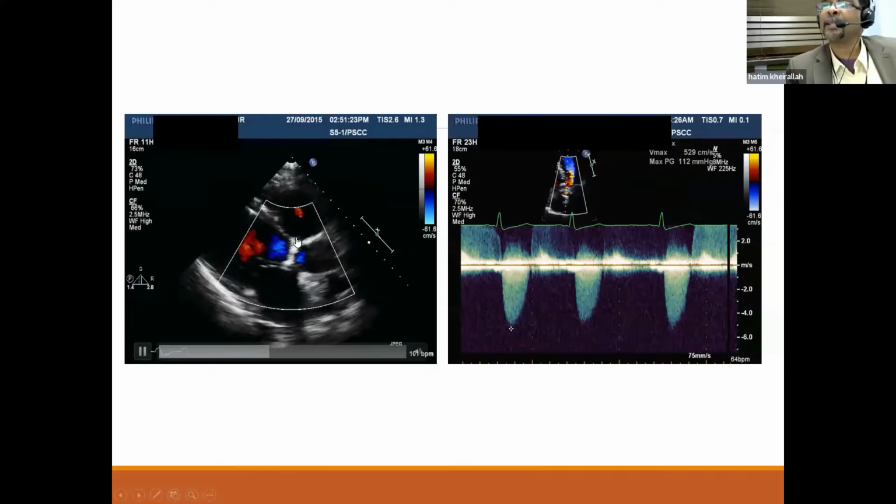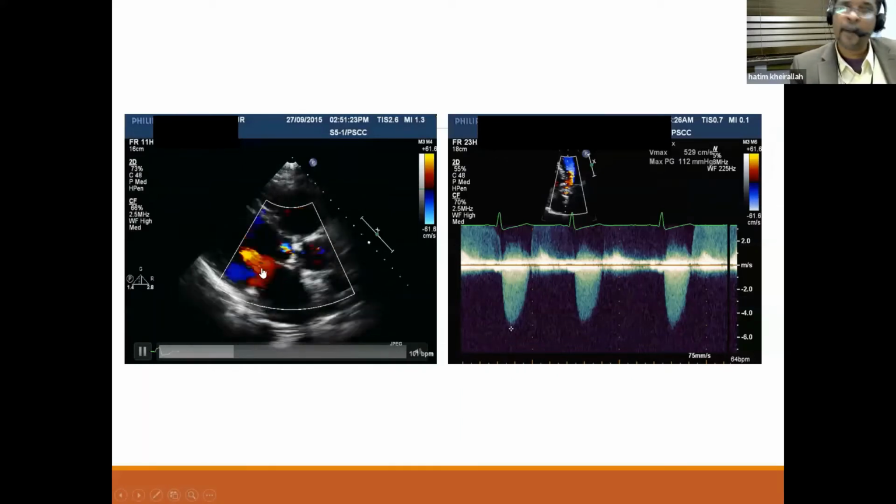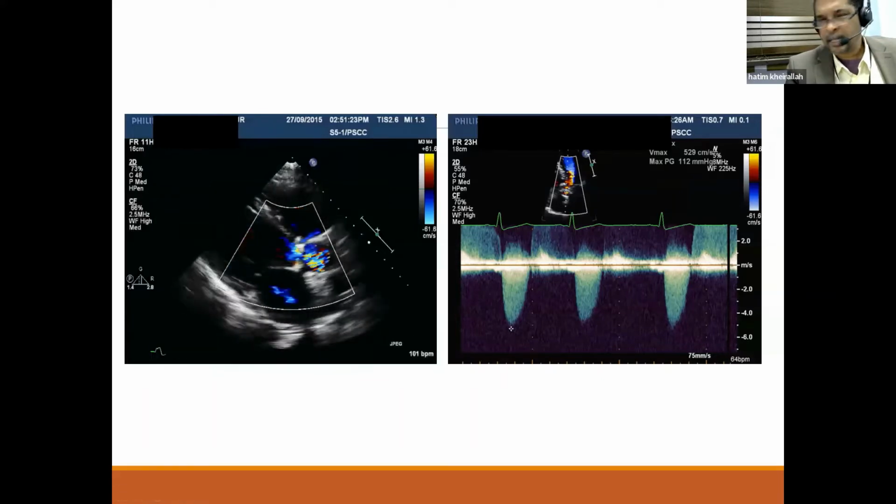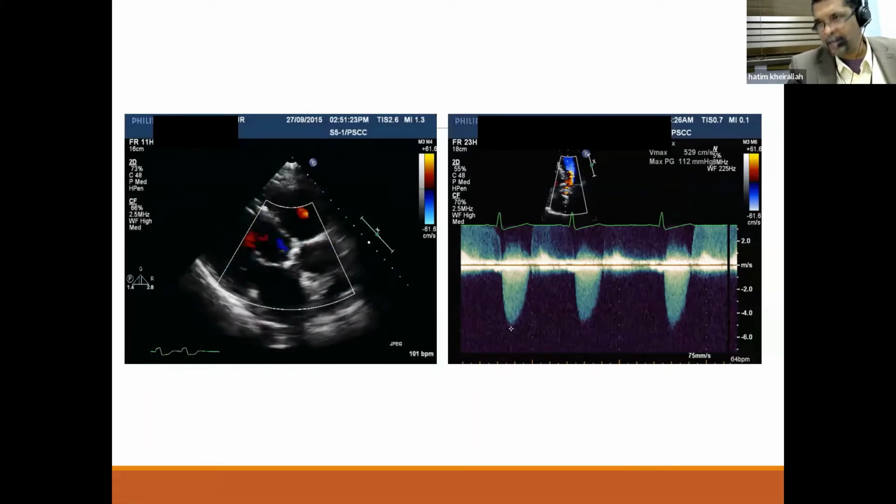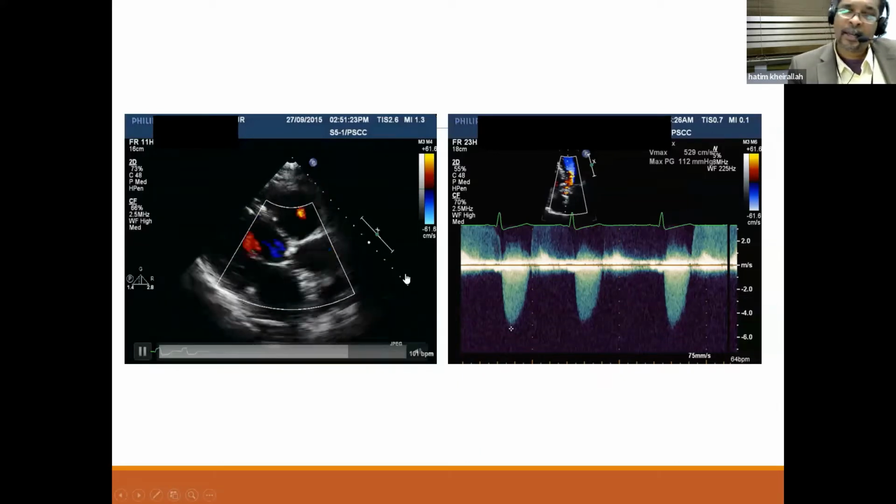this: the flow acceleration. How the valve looks morphologically is important, okay? But you also don't have to put a lot of weight on the morphology of the valve itself. The morphology of the valve has to match the gradients, and if there is mismatch, you have to sort it out.